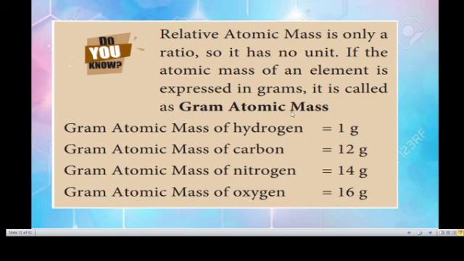What is gram atomic mass? If the atomic mass of an element is expressed in grams, it is called gram atomic mass. Gram atomic mass of hydrogen 1 gram, carbon 12 grams, nitrogen 14 grams, oxygen 16 grams.